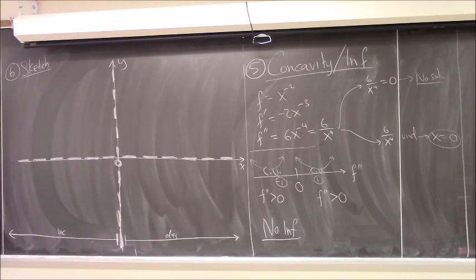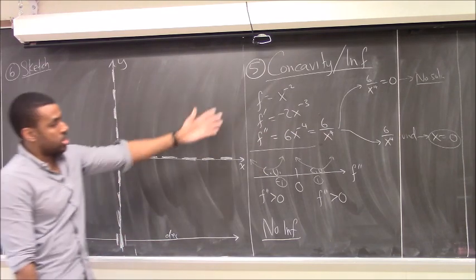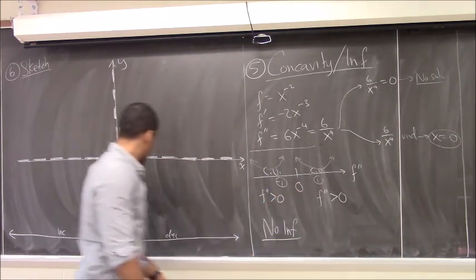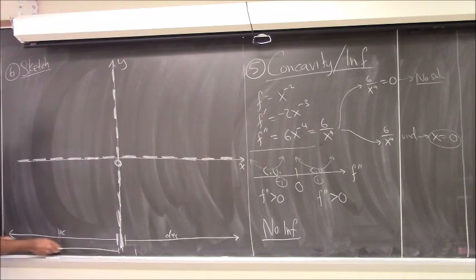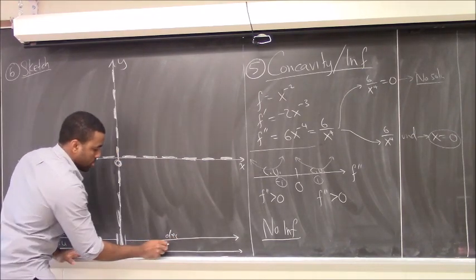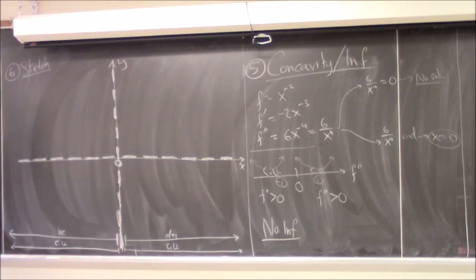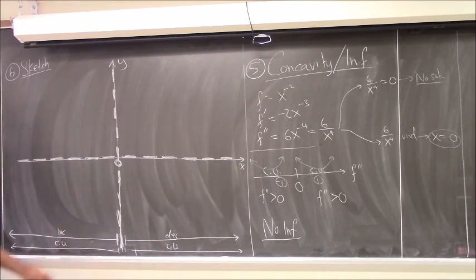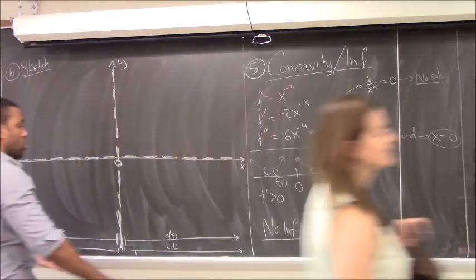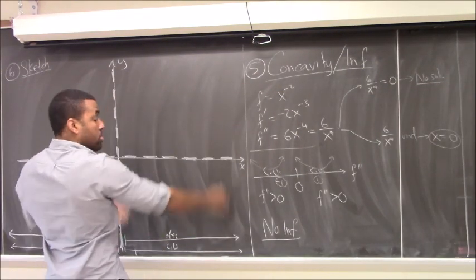What else did we know? There was no max or min, so I can't plot those. So we move on to the next thing, which is concavity. I know I'm concave up everywhere over here, concave up everywhere over there. So I'll put another little line, concave up. Another little line here, concave up. So now I'm in this situation. I know that I'm going to draw a picture that is increasing and concave up on this side, and it is also decreasing and concave up on this side.